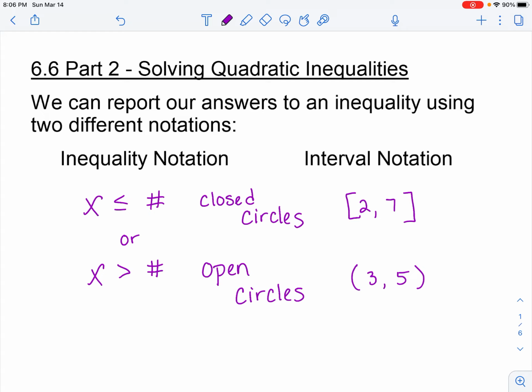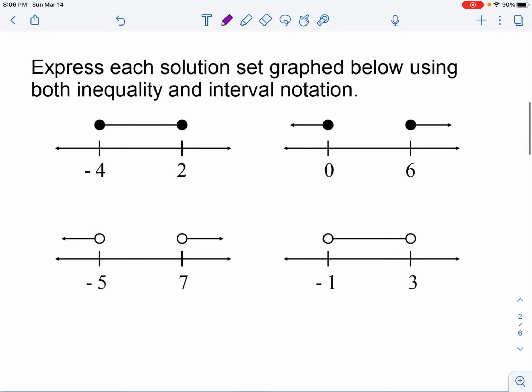So we're going to take a look at a few different examples with number lines to see how we write the inequality solution and then how we convert that into intervals. So let's take a look. We're going to express each solution set, graphed below, using both inequality and interval notation.